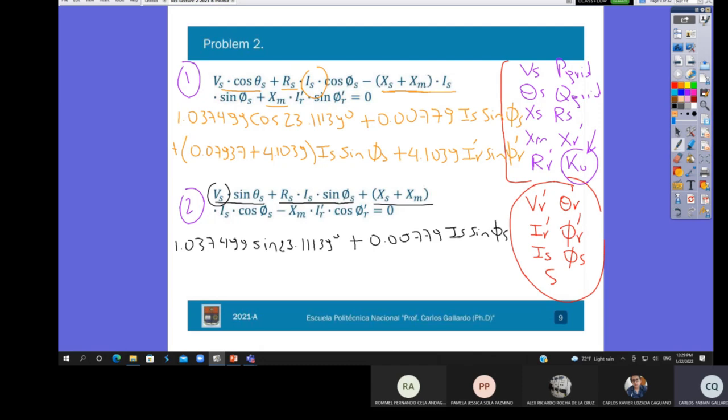The stator reactance in this case is 0.0793 7 from the manufacturer. Okay, I will have the magnetizing inductance 4.1039 times the stator current sine of the angle.